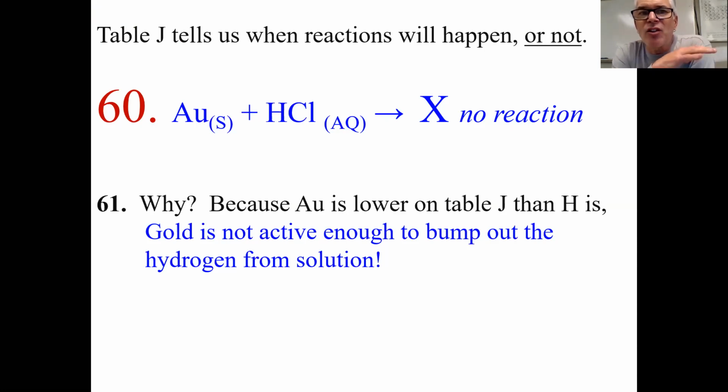Sometimes Table J will tell us whether a reaction will happen or not. You don't have to do the reaction. You can look up the parts. Au, paying attention, Au is the gold. H is the cation, chlorine is the anion, 3 parts. Gold and hydrogen are both on the left side of Table J, but gold is less reactive.